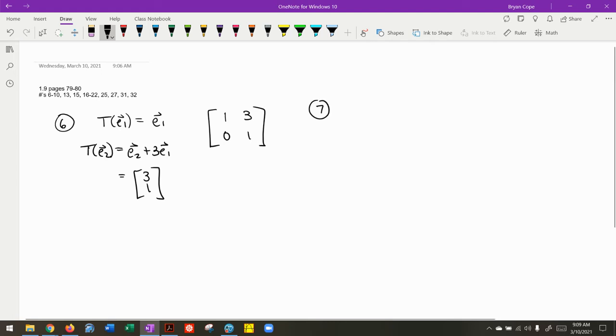Number 7, we have a transformation that rotates points through negative 3 pi over 4 radian and then reflects points through the horizontal x1 axis. Okay, so let's do this visually. Here is E1. E1 is getting rotated negative 3 pi over 4 radian. So that goes to here. That's after step 1, but then it gets reflected through the x-axis. So that goes to here. So this is T of E1. So our first column of our matrix is going to be negative root 2 over 2 and root 2 over 2. That's actually stated in the hint.